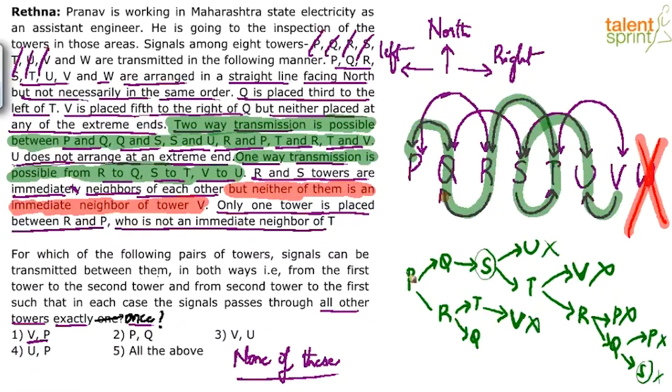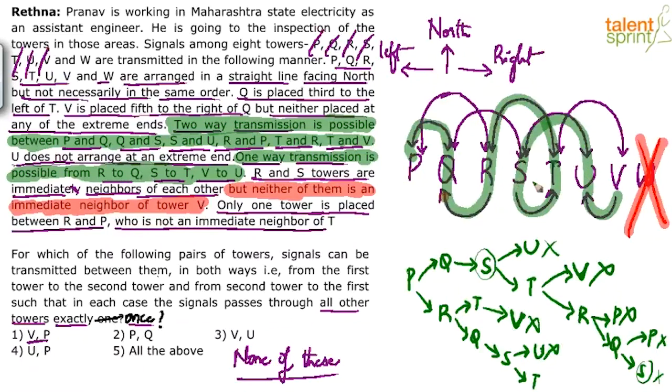Even this will be wrong because we have not passed through all the towers. Then let's take the last option. From P, you go to R. From R, you go to Q. From Q, let's say you go to S. From S, you can either go to U or go to T. From U, outgoing is not possible. So this is closed.